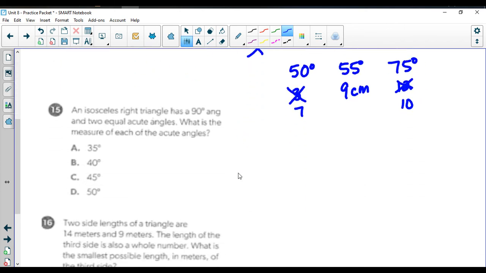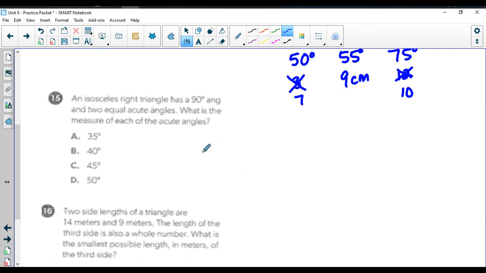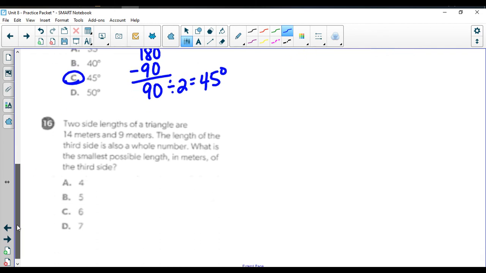In number 15, an isosceles right triangle has a 90 degree angle and 2 equal acute angles. What is the measure of each of the acute angles? Since the angles are equal, we can take 180 and take away that 90 degree angle that's there. We're left with 90, and we can split it by the 2 angles that are remaining. Each of them is going to be 45 degrees.